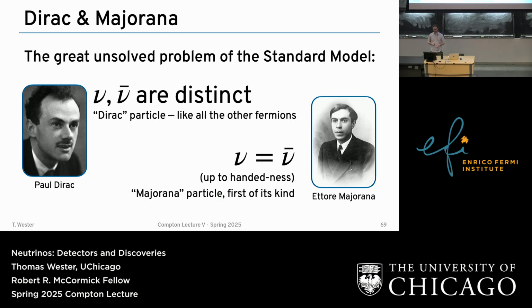But in the Majorana case, which is named after a physicist, Ettore Majorana, then the neutrino and the antineutrino are actually the same particle, and the only thing that differs between them is the handedness of the neutrino. And this would be the first of its kind, so the first particle that we know about that exhibits this behavior.